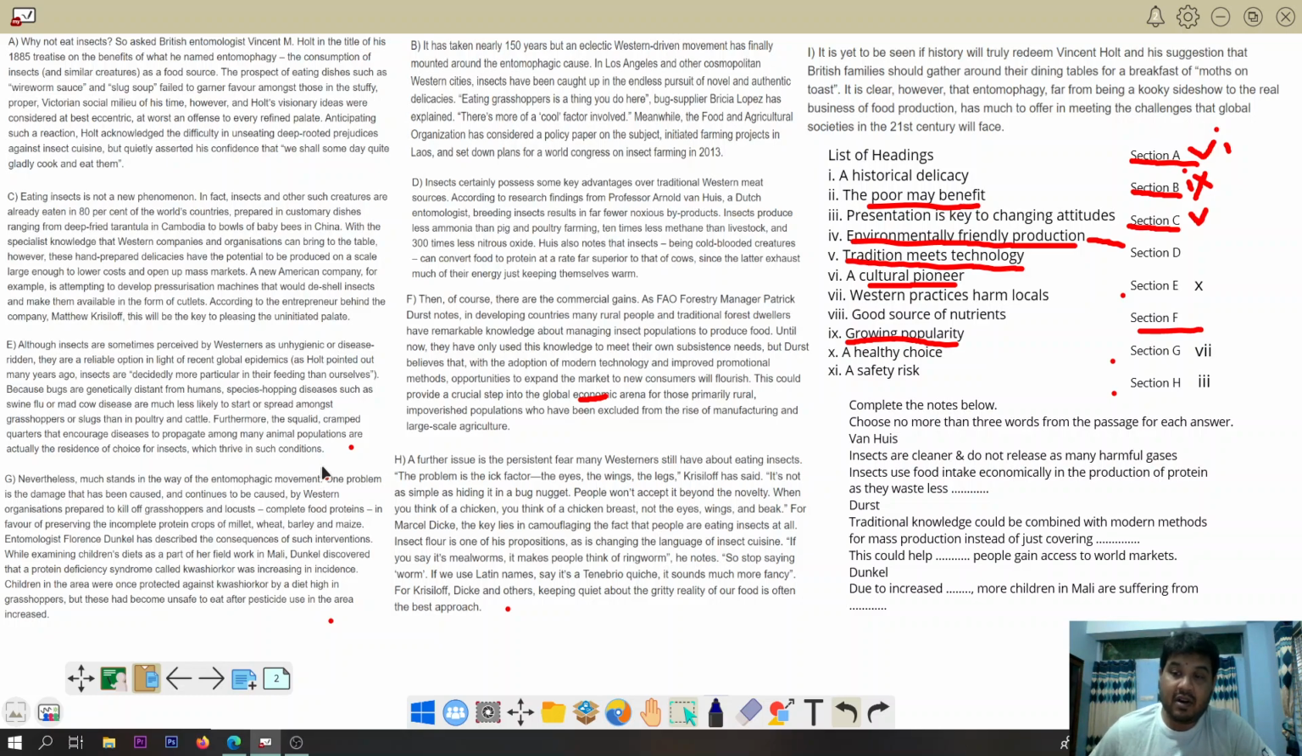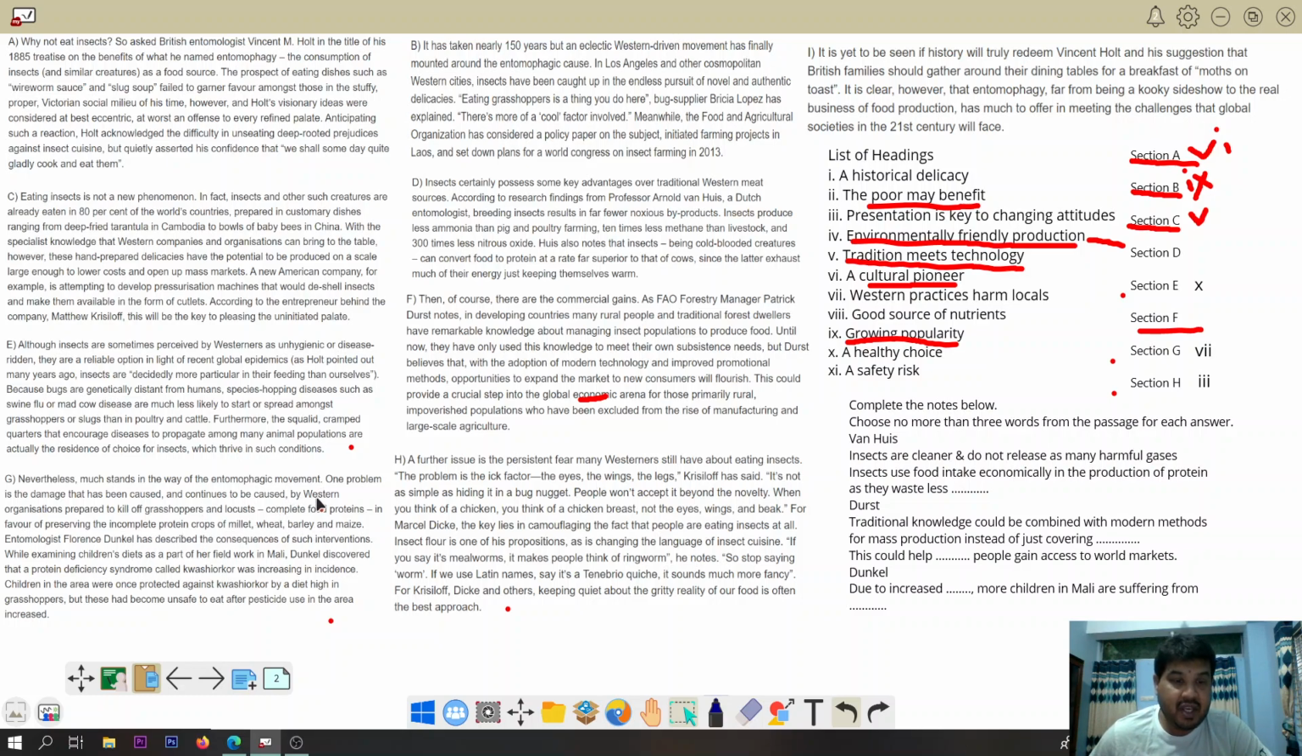Now, let's go to paragraph or section G, which is number 7, Western practices harm locals. It says, nevertheless, much stands in the way of the entomophagic movement. One problem is the damage that has been caused and continues to be caused by Western organizations prepared to kill off grasshoppers and locusts, complete fruit proteins, in favor of preserving the incomplete protein crop of millet, wheat, barley, and maize.